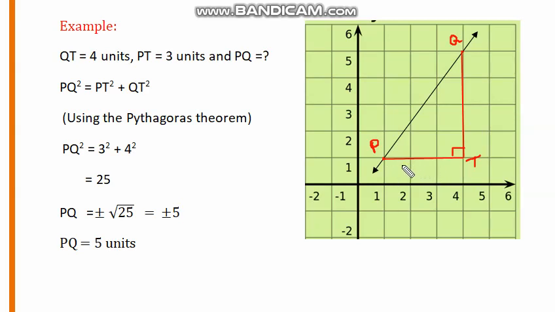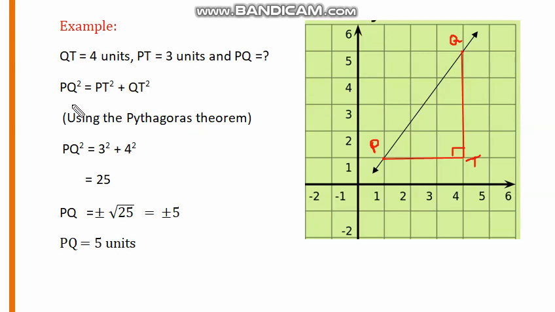So what is the length of PT? Here totally how many squares are there? 1, 2, 3. So the length of PT is 3 units. And the length of QT: 1, 2, 3, totally 4 squares. So that is 4 units. So the length of QT is equal to 4 units. So we need to find out PQ. Easily we can find out PQ by using the Pythagoras theorem.